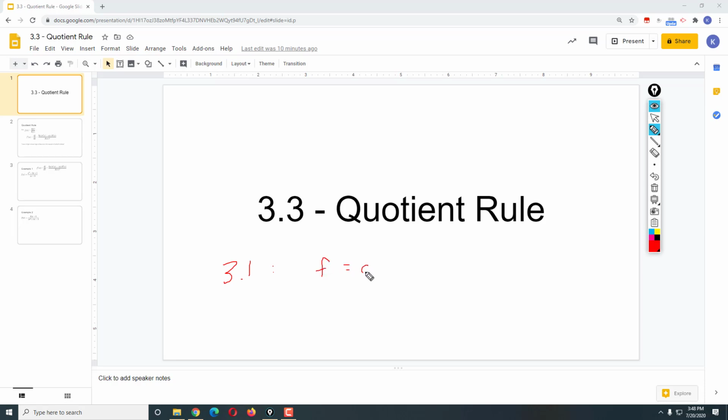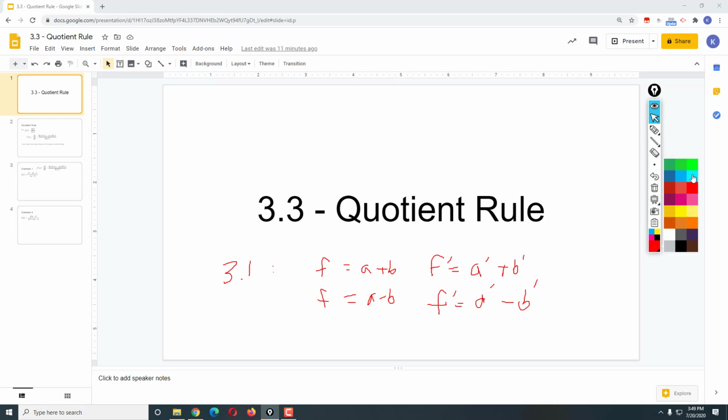So if f of x is a plus b, then we know the derivative is just the derivative of a plus the derivative of b. If f is a minus b, then the derivative of f is just the derivative of a minus the derivative of b. That's 3.1.